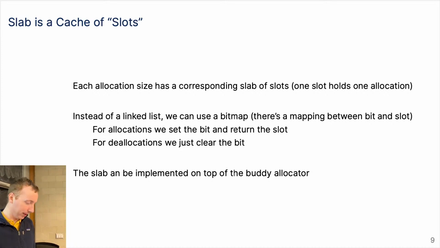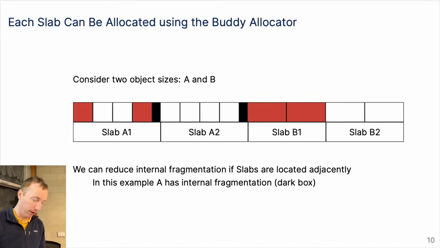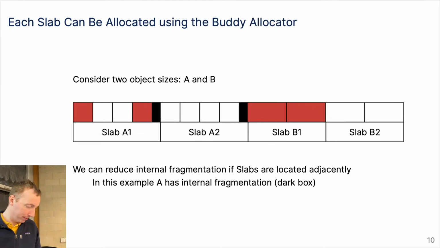In addition, your slab can be implemented on top of a buddy allocator. If I'm the kernel, I could use a buddy allocator to do all the more generic requests, and then I could say, hey, I know I'm going to use a lot of one certain type of object, so I'll just request a big block of memory from the buddy allocator and then implement a slab on top of it and use that memory for a slab. That would look something like this.